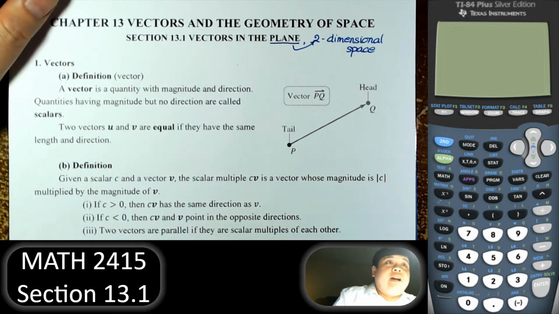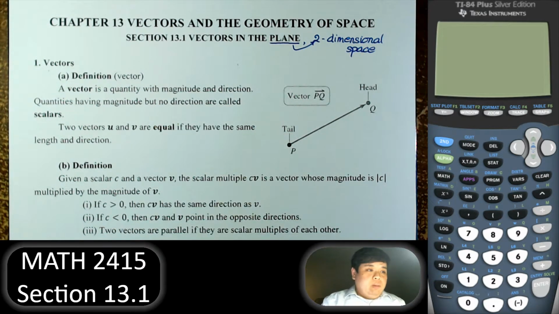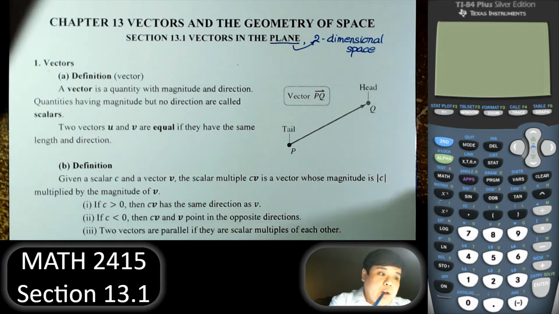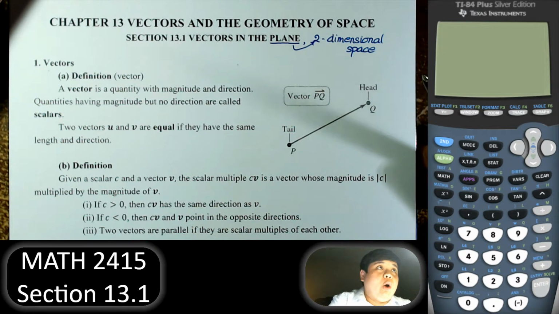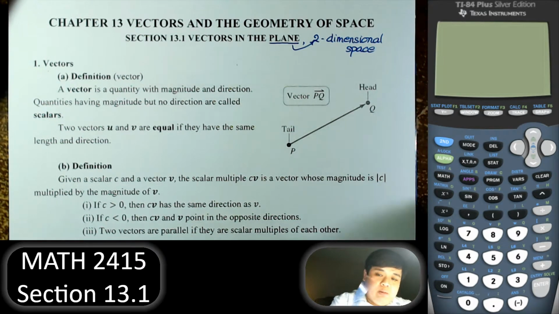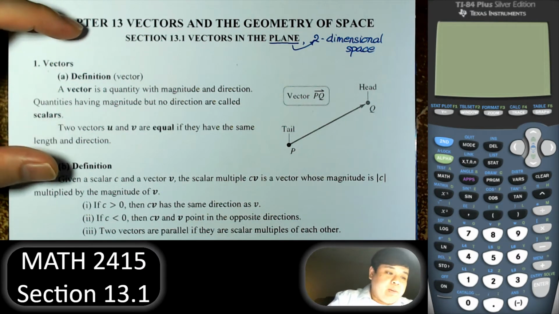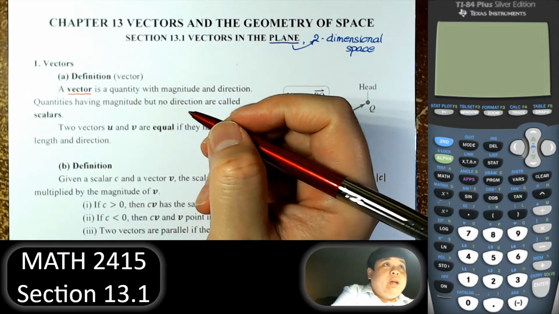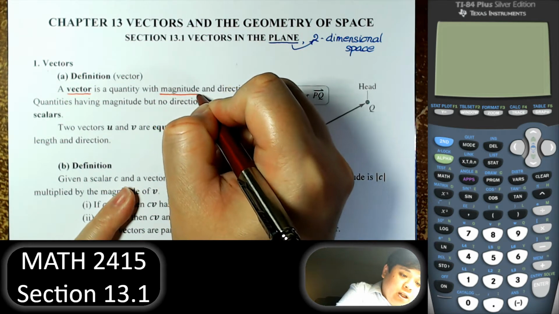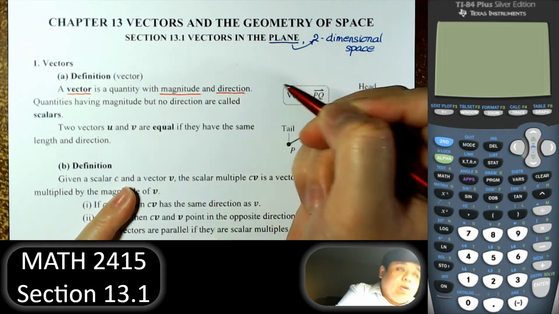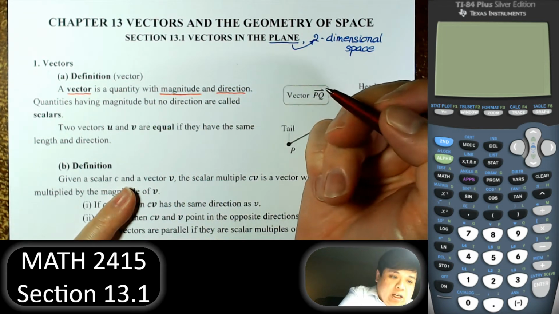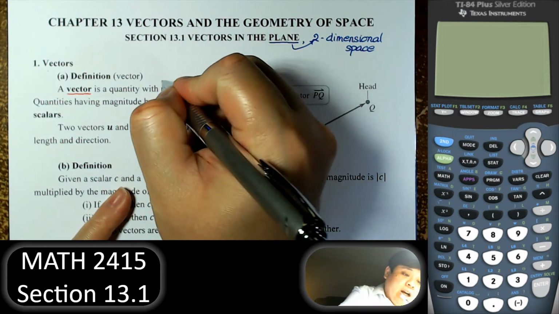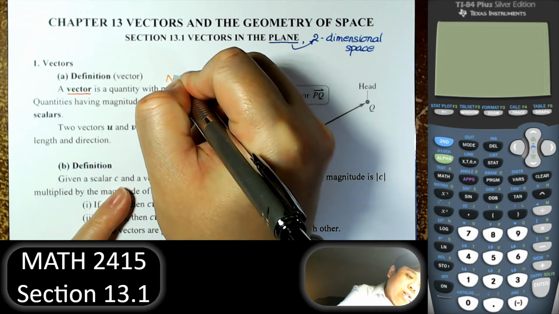And now we define vectors. So perhaps you learned this in trigonometry, but certainly you have to know this in pre-calculus. So how do we define a vector? So a vector will have two things, the magnitude and the direction. What it doesn't have is location. So magnitude and direction, and there's no location.